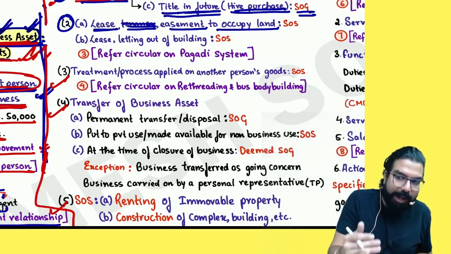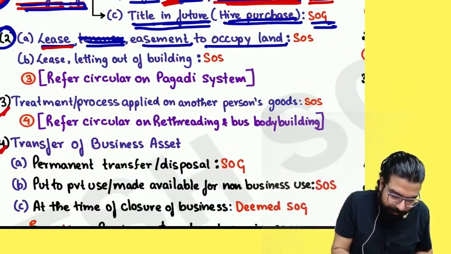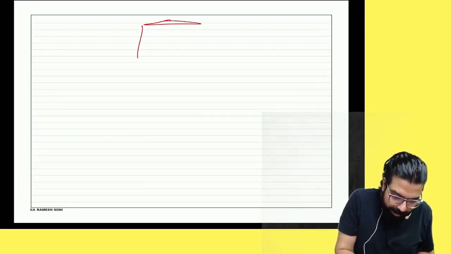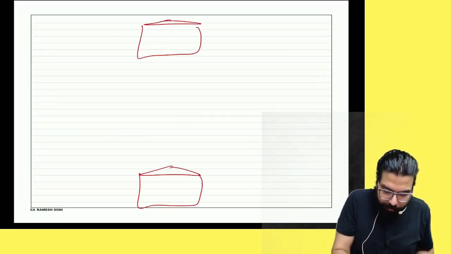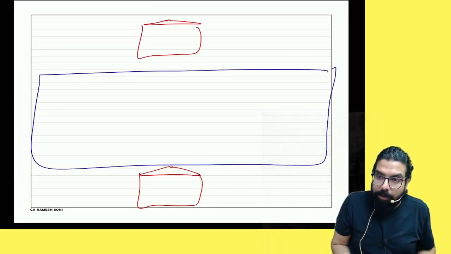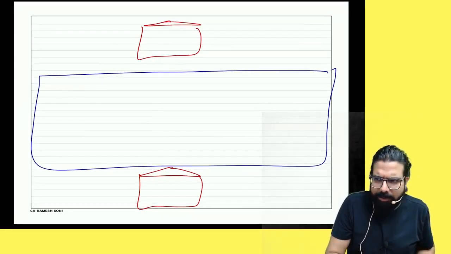As of now, I'm not explained. I'll explain you. When you give it on lease, easement. You remember easement? This is my home. This is my office. There's a land in between.